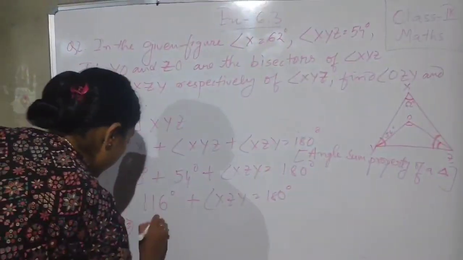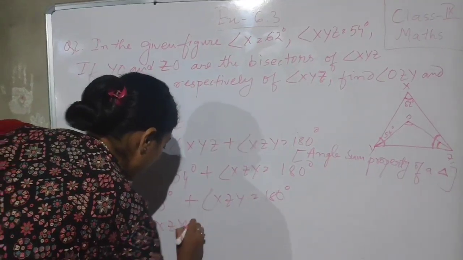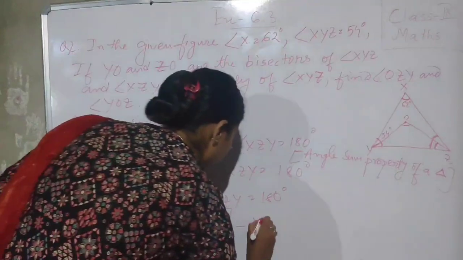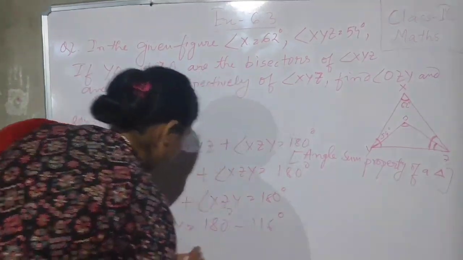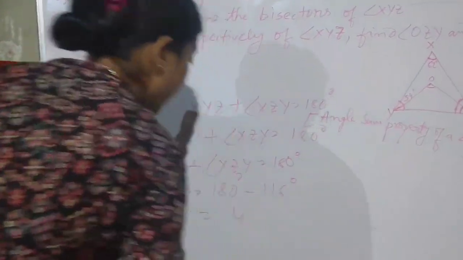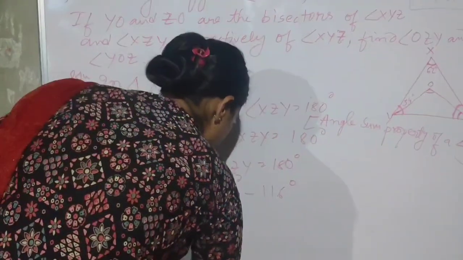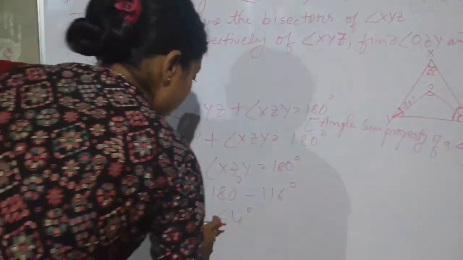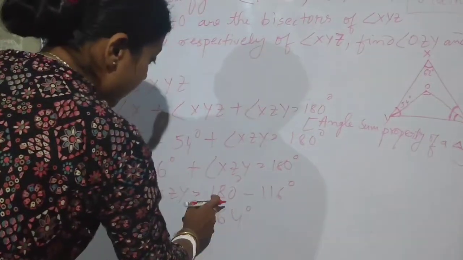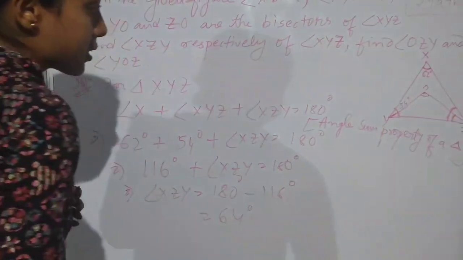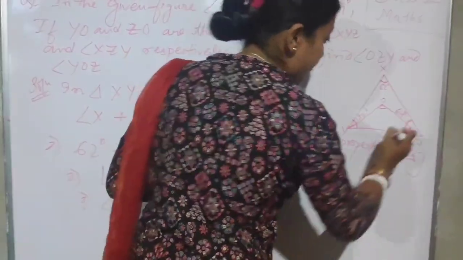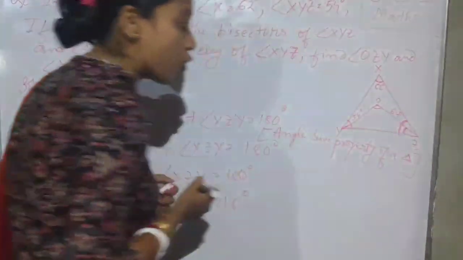So you will find angle XZY is 180 degrees minus 116 degrees. So 10 minus 6 is 4, and 7 minus 1 is 6. So we have got how much? 64 degrees. This angle is 64 degrees.